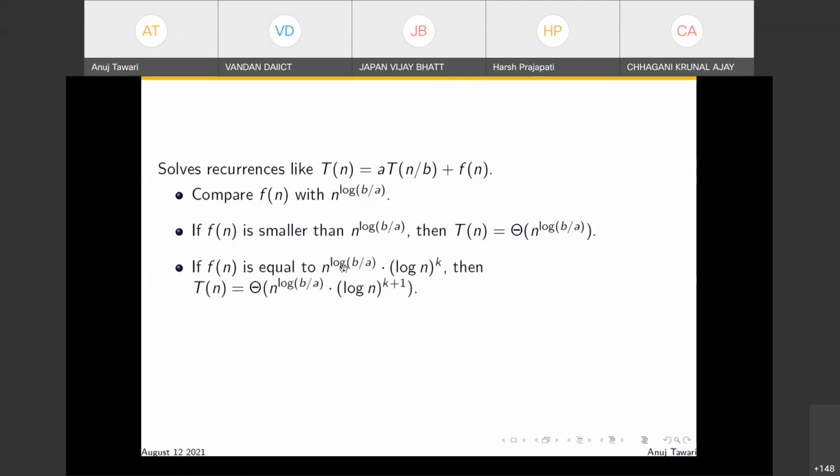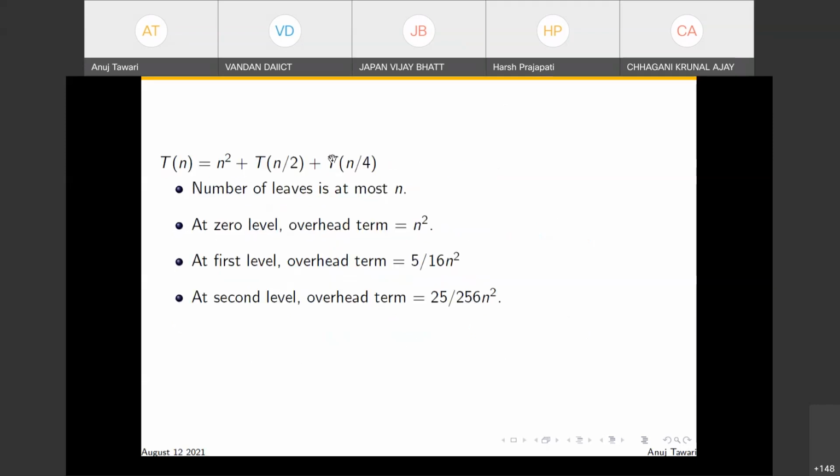If it is equal to this term, n to the log b base a, up to some polylog factors. So if you have a log n to the power k multiplicative factor of this, then the solution will be theta of n to the power log b base a times log n to the power k plus 1. And if F(n) grows bigger than this n to the power log b base a, then this F(n) will dominate, and T(n) equal to theta of F(n) will be the solution.